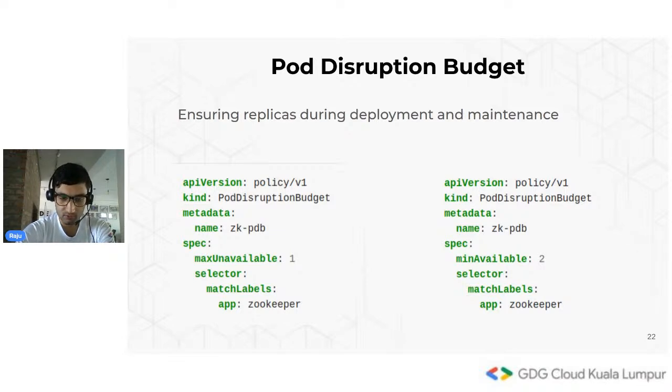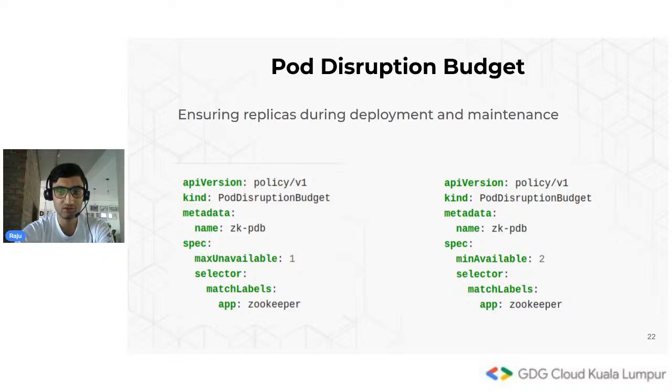In this example, we have Zookeeper running in there with max unavailable of 1 and minimum available of 2. That means even if the nodes are rolling out for the newer version, our Zookeeper containers should always have at least 2 containers running in there.